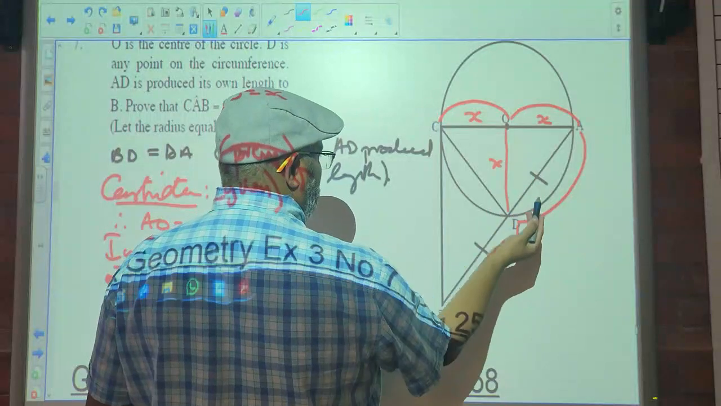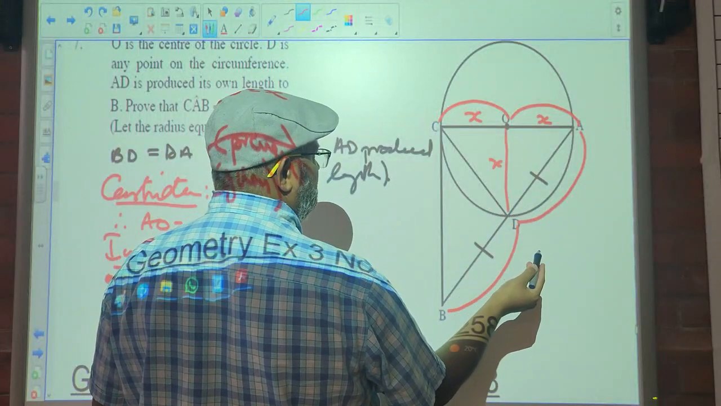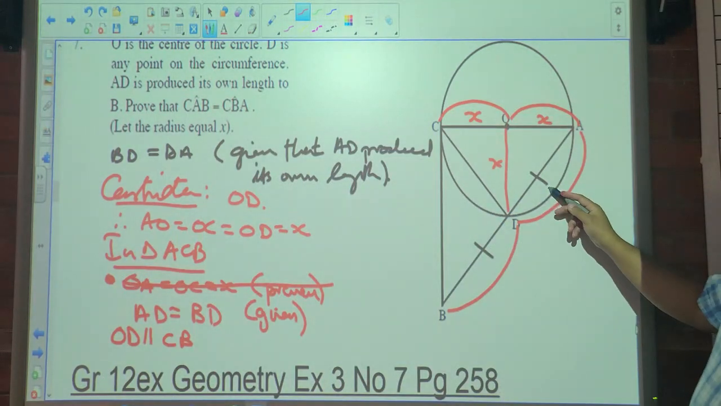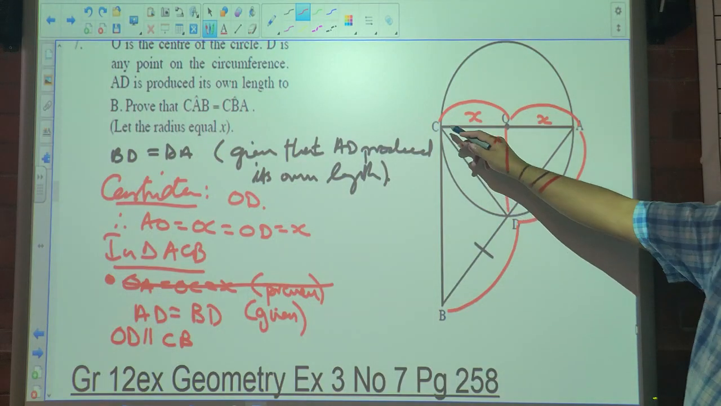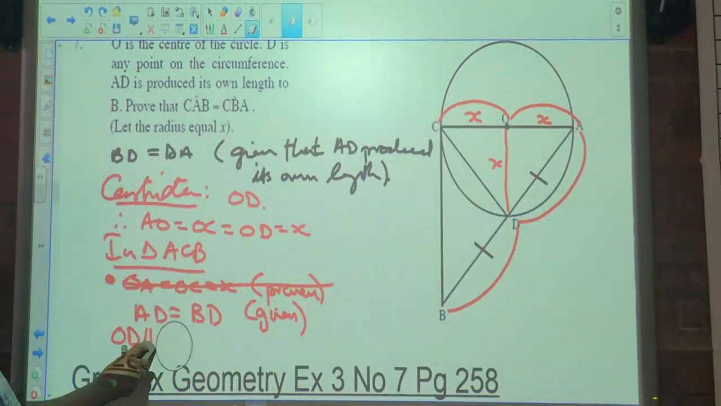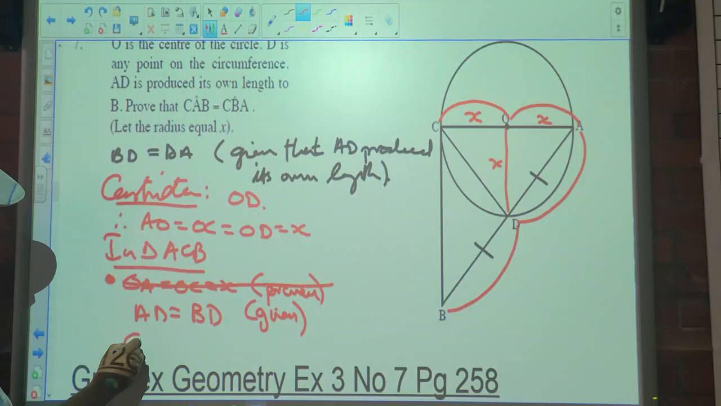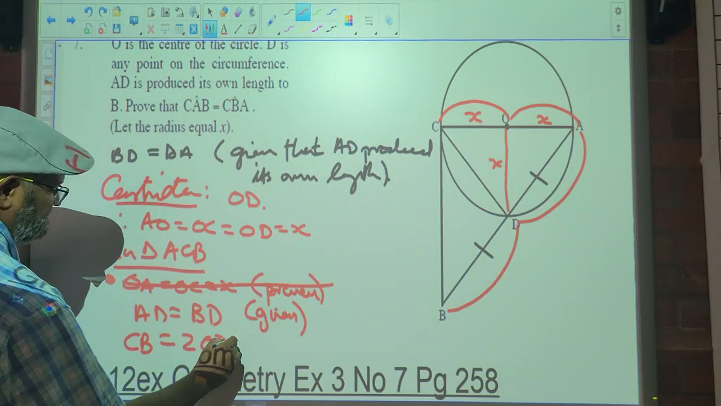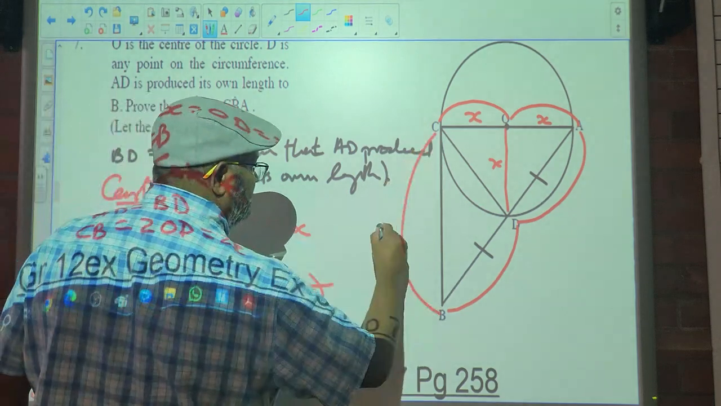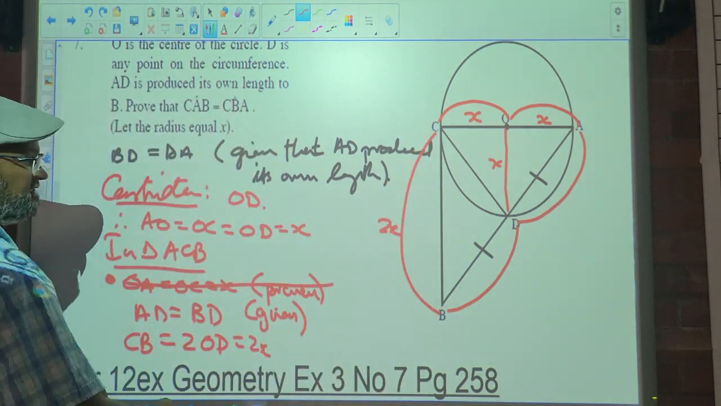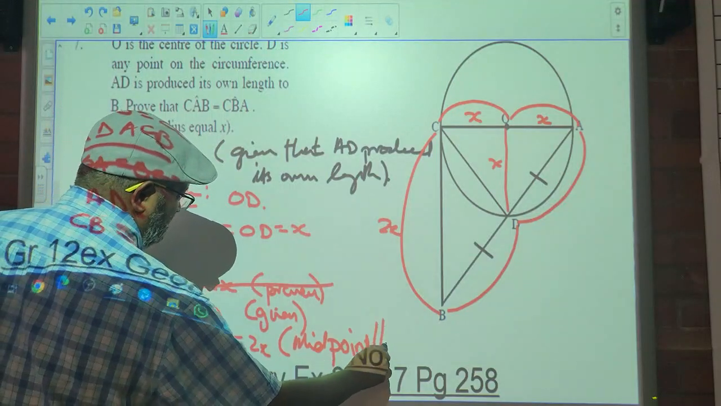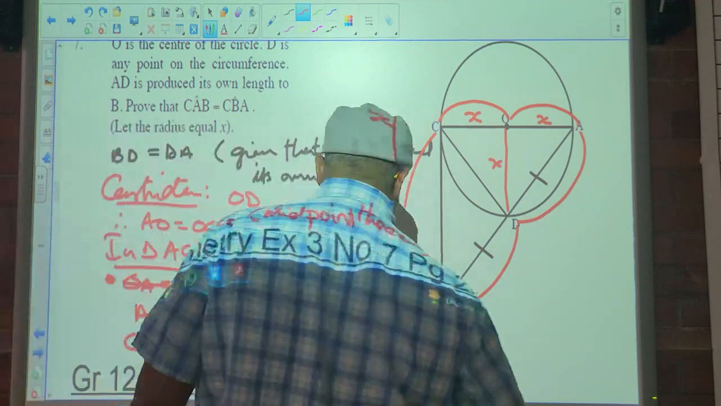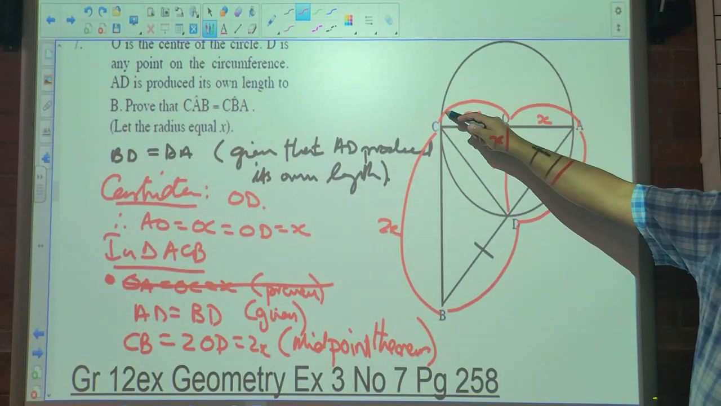Do we need to know that? We don't need that to be parallel. We needed CB to be 2x. So we're saying that CB is equal to twice OD, which is equal to 2x. Why is that the case? Because of the midpoint theorem. Midpoint theorem. So what do we notice now?